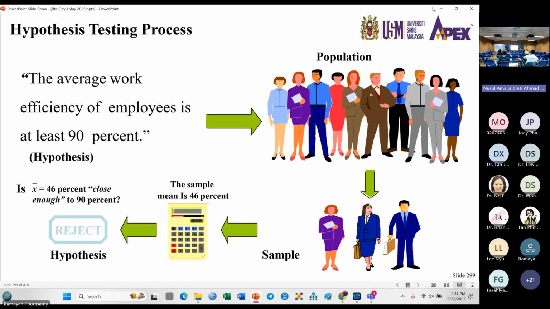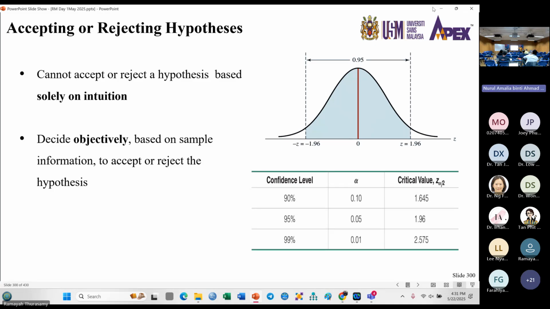Okay, so we need to set the alpha value first. This one you can decide based on your one tail or two tail hypothesis. 90%, this is the critical value. 95%, this is the critical value. And 99%, this is the critical value. You get this number from your normal distribution table. When we run the analysis, if we have a two tail test, left also can, right also can. But we can also catch one side. That is called a one tail hypothesis.